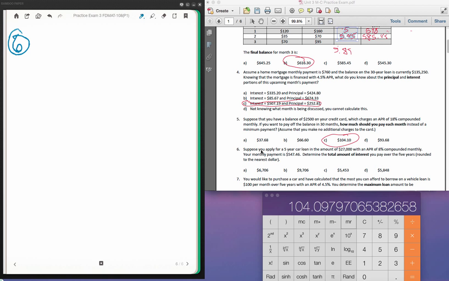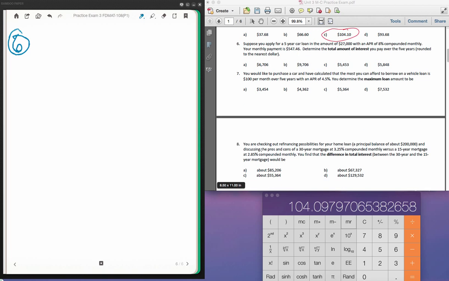Suppose that you apply for a five-year car loan at the amount of $27,000 with APR of 8% compounded monthly. Your monthly payment is $547.46. Determine the total amount of interest you will pay over 5 years.